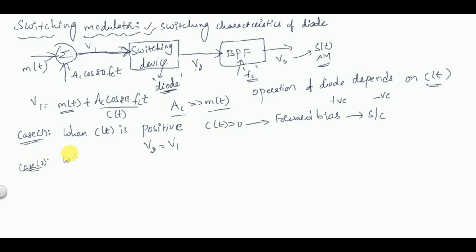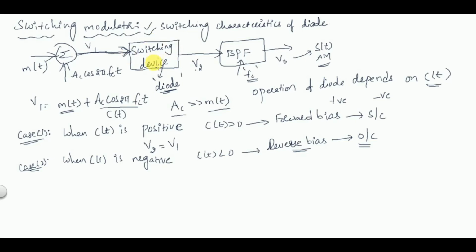So when C of t is negative, that is C of t is less than 0, then the diode will be given a negative input at its positive terminal, so the diode will be reverse biased. The equivalent circuit of a reverse biased diode is an open circuit, so the diode will be open circuited.